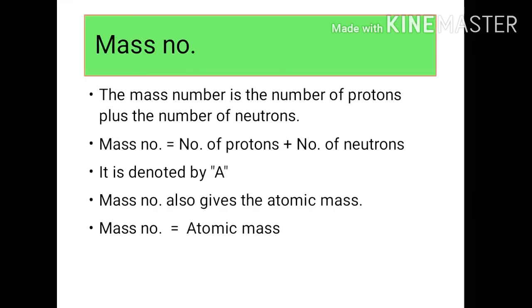Now we are going to discuss mass number. The mass number is the number of protons plus the number of neutrons. That means mass number is equal to the number of protons plus the number of neutrons. Remember that, and it is denoted by capital A. Mass number also gives the atomic mass. That means mass number is equal to atomic mass.